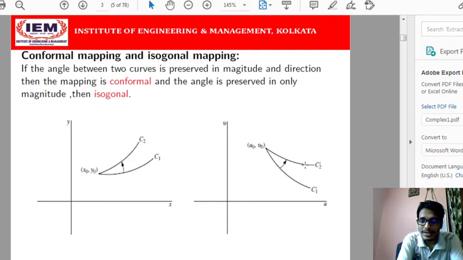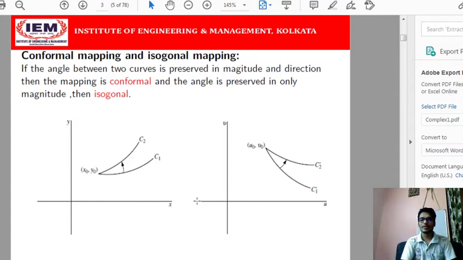Now they are intersecting at the point u0, v0 with an angle. If the magnitude of the angle made between the c1 and c2 curves is the same as the magnitude of the angle made by the c1 dash and c2 dash curves, as well as their direction being the same, then we'll say that this is a conformal mapping. Direction means that if it is anti-clockwise here, here also it will be anti-clockwise. If the direction here is clockwise, here also the direction will be clockwise.